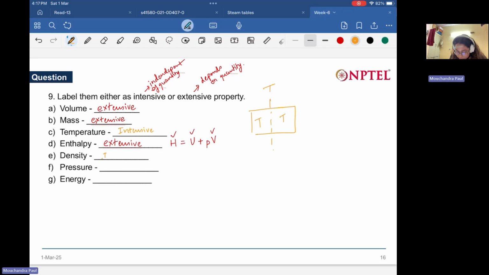It is an intensive property. However much water you take, the density of water, that is 1000 kg per meter cube, won't change. All right.